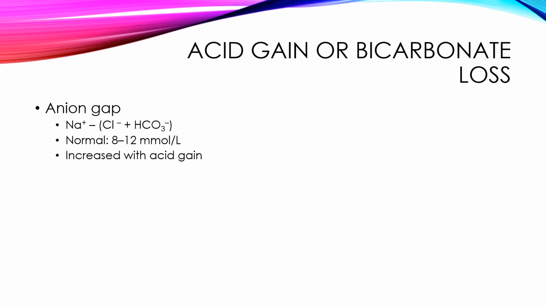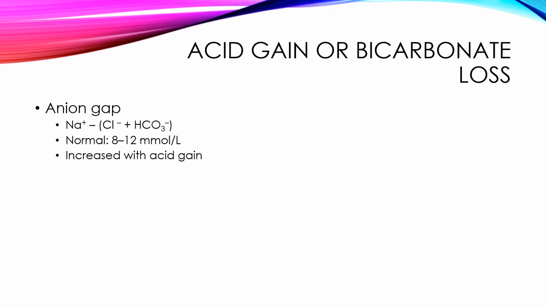So you may be wondering how in the world we're going to tell the difference between an acid gain in the body or a bicarbonate loss, since we know that that's what actually causes this metabolic acidosis. And this is where an anion gap comes into play. And it's a formula that's going to calculate the difference between serum cations and anions.